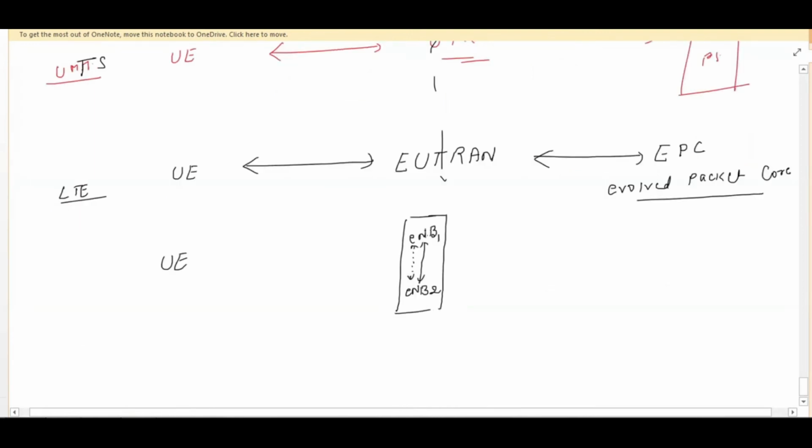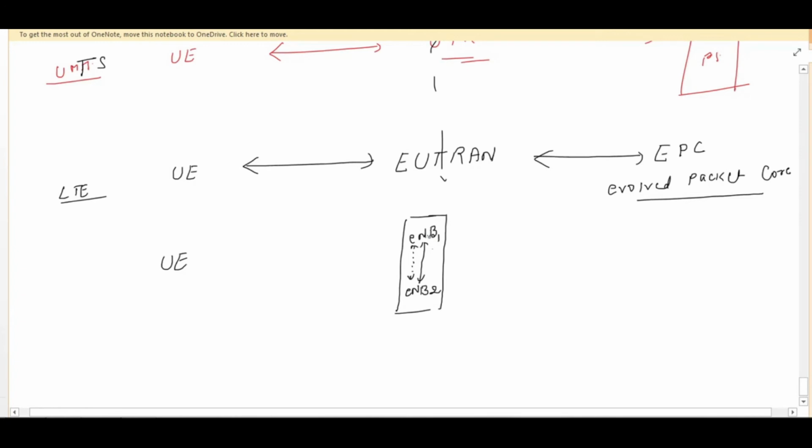So I'm telling you, in books they say that the RNC is not available in LTE, but I am modifying that point. You can say physically it is not available, but functionality-wise the RNC is very important. So its functionality has been implemented within the eNode B. That's why it's called the evolved eNode B.